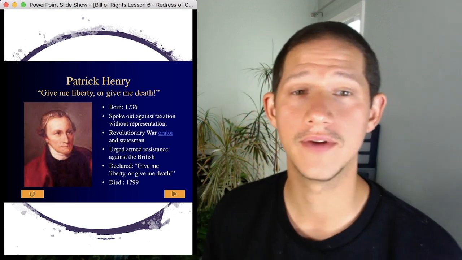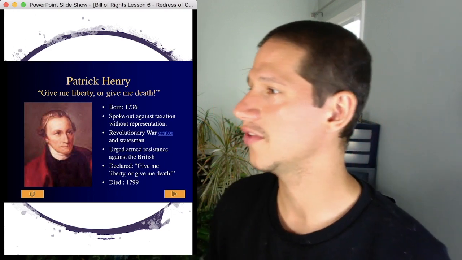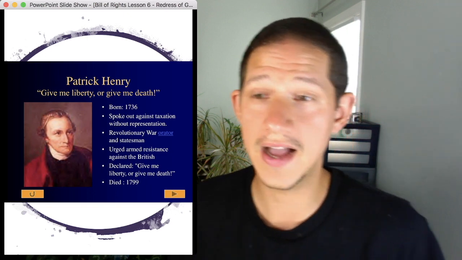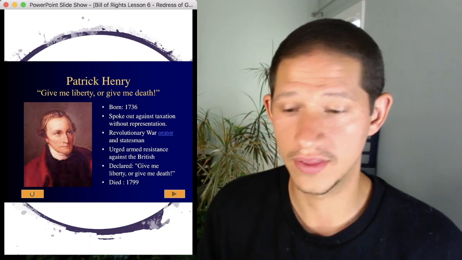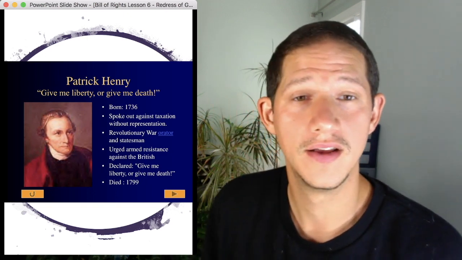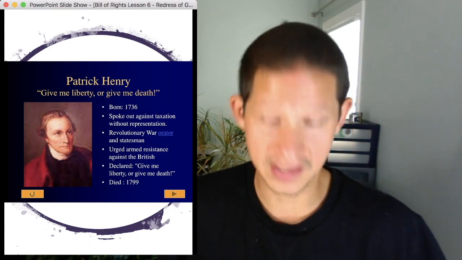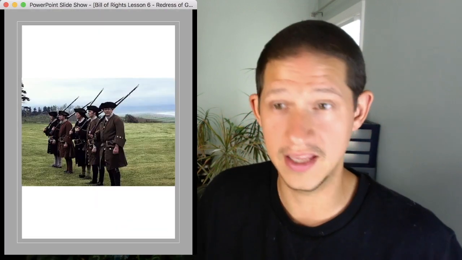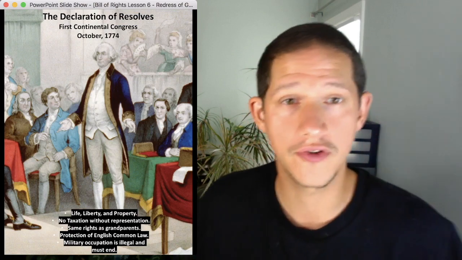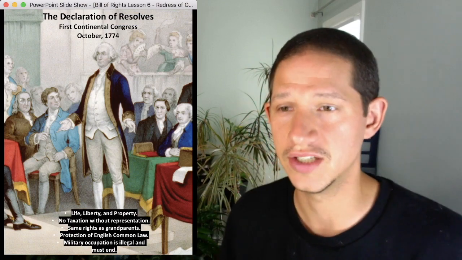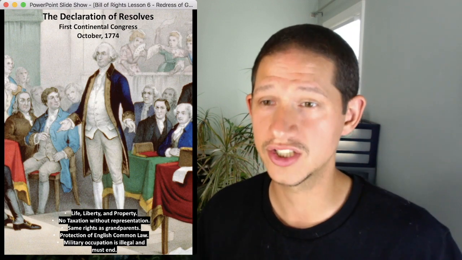That to Patrick Henry, he thought the risk of dying in a war was worth it for the rights that he believes that he was born with, that he has, right? For life, liberty, and property. For no taxation without representation. For the inheritance of the rights of his grandfather from English common law.